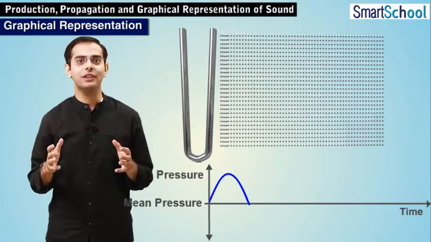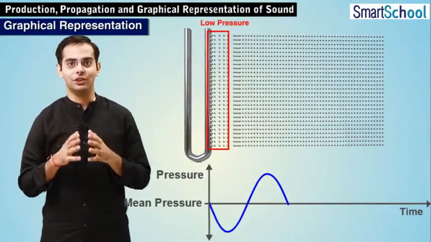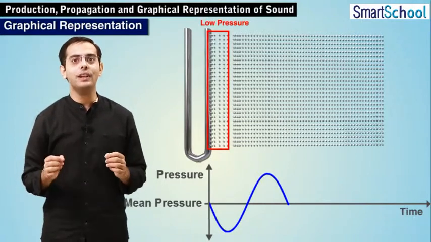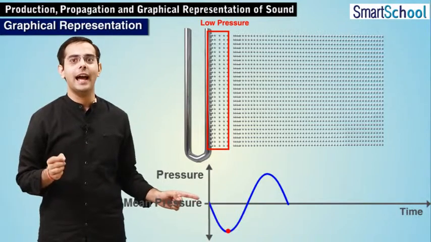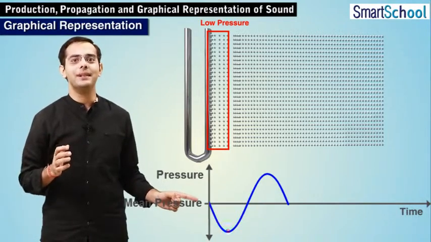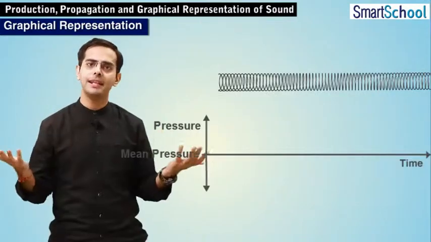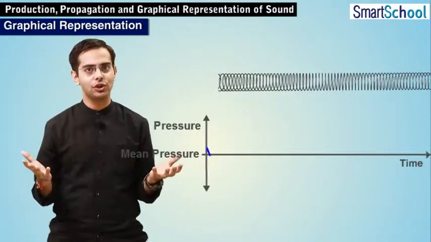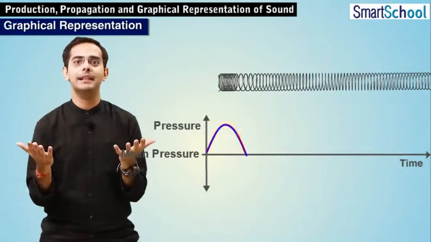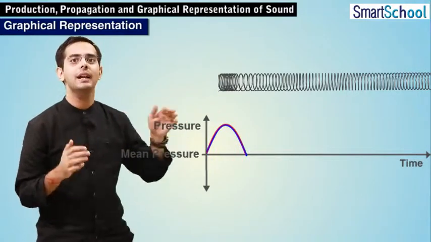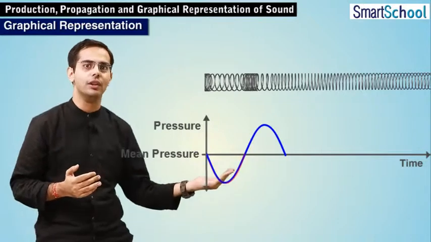Now the prongs of the tuning fork come back, creating a region of low pressure. And we can show the low pressure area with the lower portion of the curve. And the peak in the lower portion, representing the minimum pressure, is called the trough. Similar is the case with the slinky. The compression, where the rings are crowded together, is represented by the upper portion of the curve, and the portion where the rings are spread apart is represented by the valley or the lower portion of the curve.